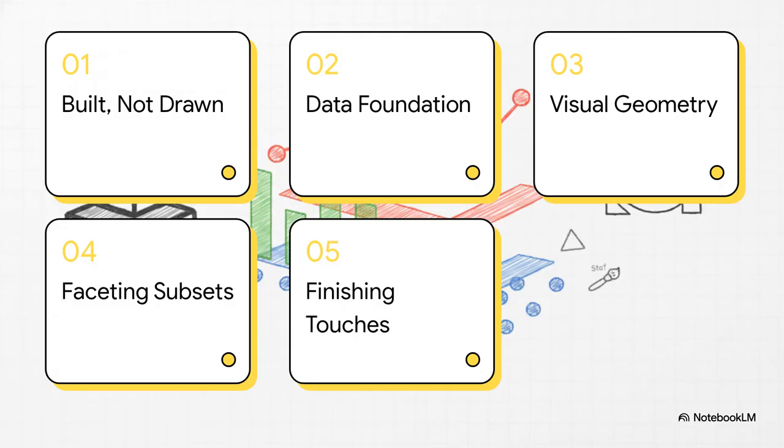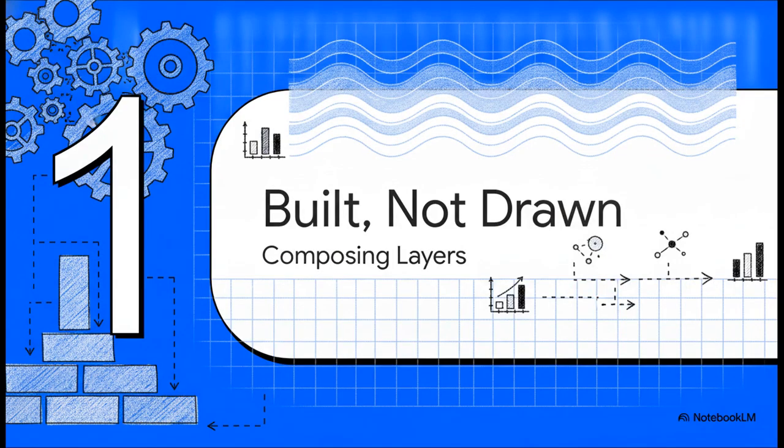So, here is our game plan for today. First, built, not drawn. Second, step 1, data foundation. Third, step 2, visual geometry. Fourth, step 3, faceting subsets. And finally, we'll wrap up with section 5, the finishing touches. Let's kick things off with section 1, built, not drawn.